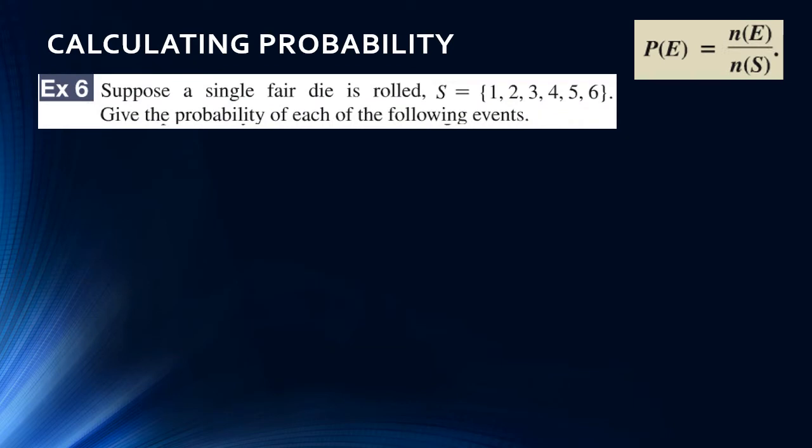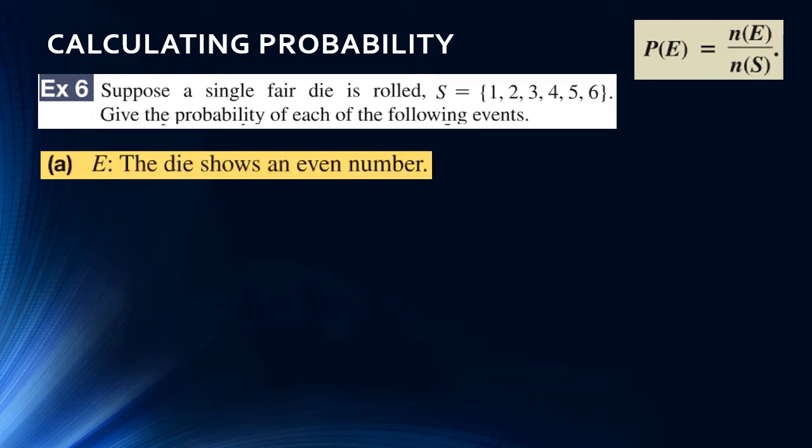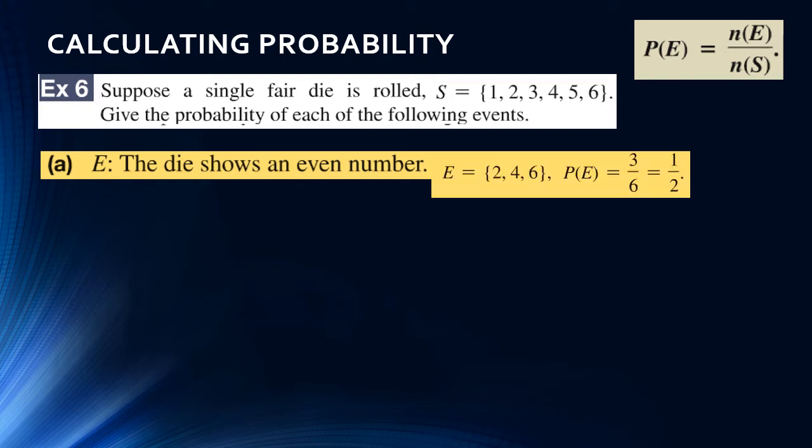So let's look at an example to make this clear. Suppose a single fair die is rolled that has a sample space of 1, 2, 3, 4, 5, 6. Give the probability of each of the following events. The die shows an even number. Well, there's 3 even numbers, 2, 4, and 6 in this event, E, and there's 6 outcomes in the sample space. So our probability of rolling an even number is 3, the number of outcomes that are even, divided by 6, the total number of possible outcomes, or 1/2.